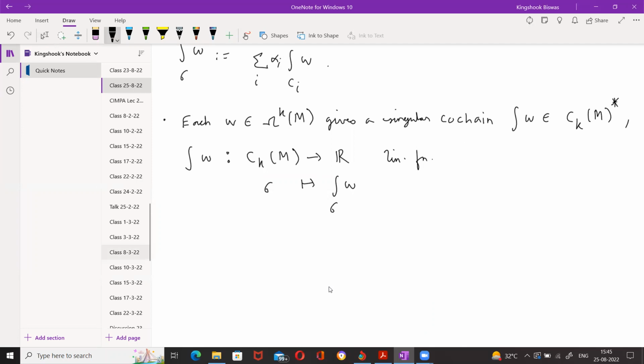So now we get a linear map phi from the space of k-forms, Omega^k(M), to the space of singular cochains, C_k(M) star, so into the dual of the space of chains. Omega maps to the integral of omega.